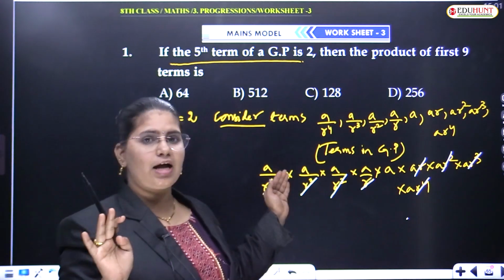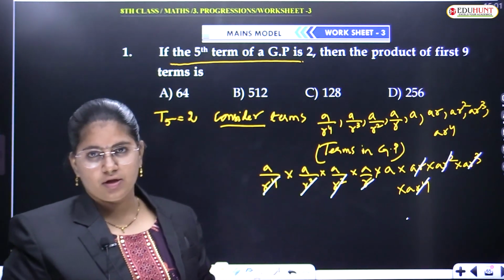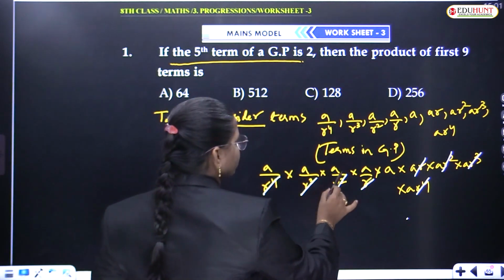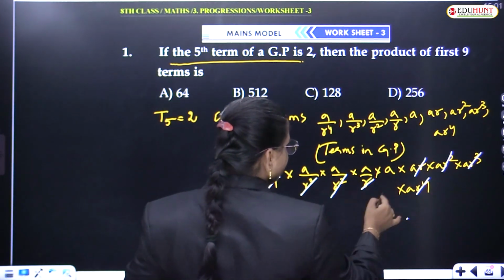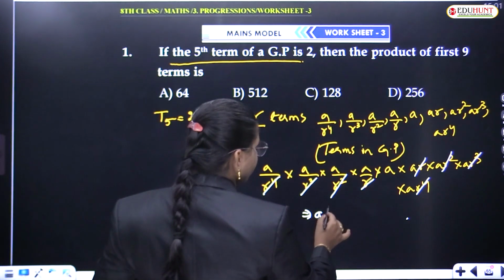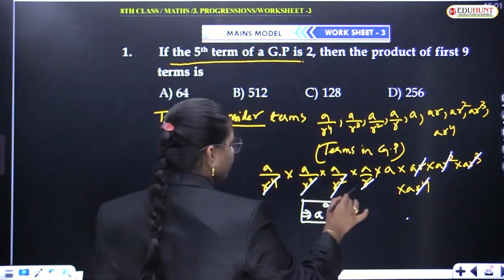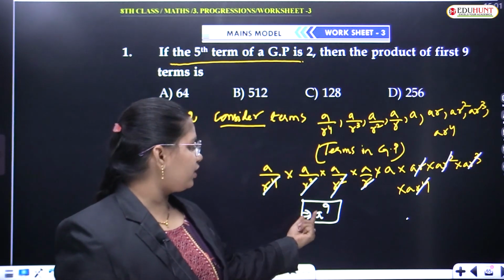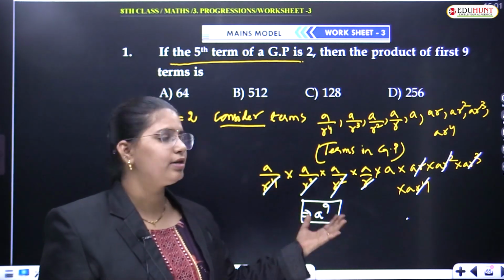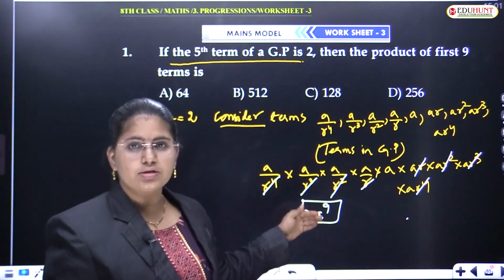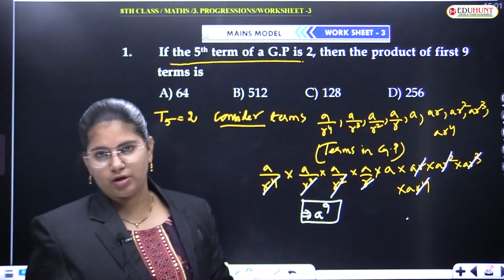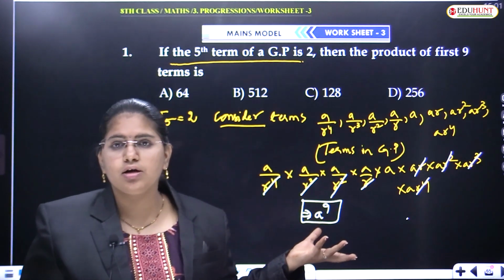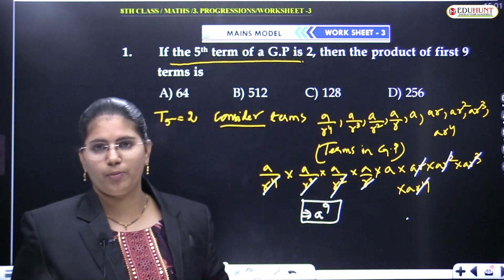This is nothing but the standard form of terms in a GP. Next, how many will be there? 1, 2, 3, 4, 5, 6, 7, 8, 9. So in total you will be left with a power 9. We have to find out the value of a power 9. That is nothing but the product of first 9 terms in a GP. Did you understand? So now we need to find the value of a. If a is clear, we can find the value of a power 9.